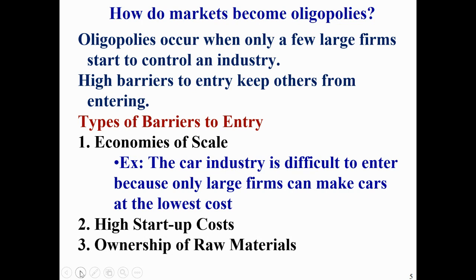And then a lot of times the barriers are owning or controlling the raw materials. A lot of the cereal manufacturers actually own the farms that grow the wheat that they use for flour for their products. So they own and control a lot of that raw material base.